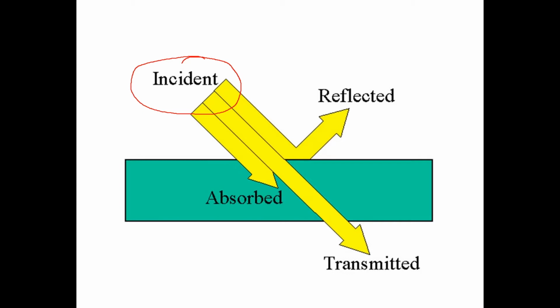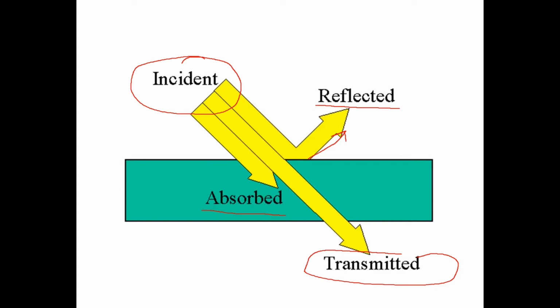The light can be reflected off the surface, that is, bouncing off of the surface. The light can be transmitted through the surface, or the light can be absorbed by the surface. This absorbed light can heat the material, and what happens depends on the material.